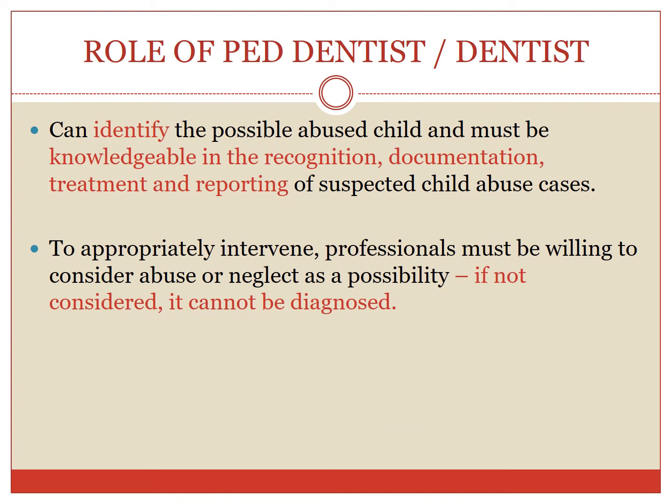So what do we do? We can identify a possible abused child, and we must be knowledgeable in recognition, documentation, treatment and reporting of suspected child abuse cases. To appropriately intervene, professionals like us must be willing to consider abuse or neglect as a possibility. If not considered, it cannot be diagnosed. So we must be knowledgeable in recognition of abuse cases, and we must know how and where to report it. So let's see how we can do that.